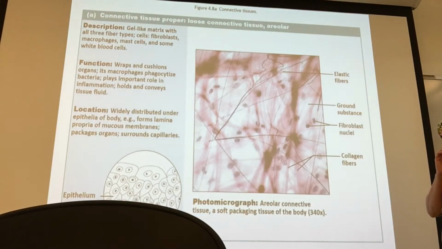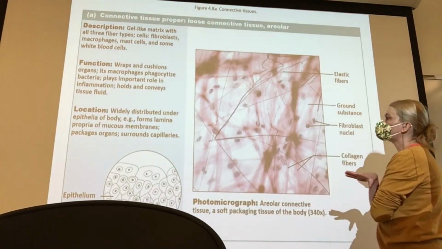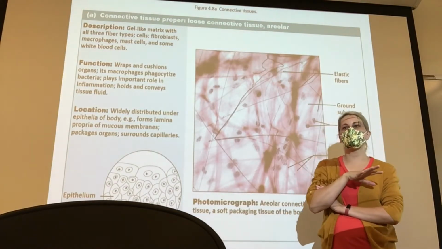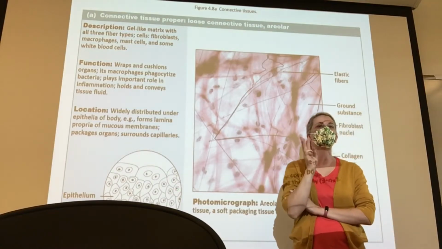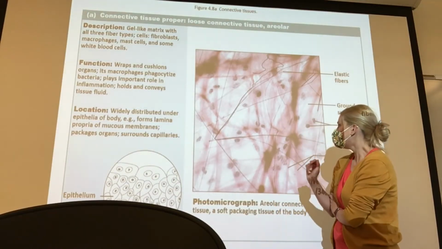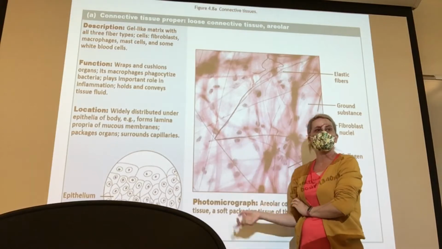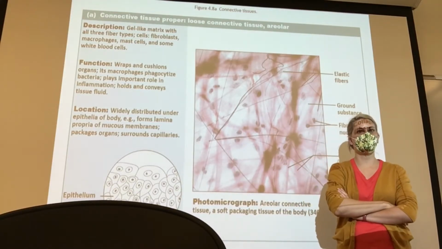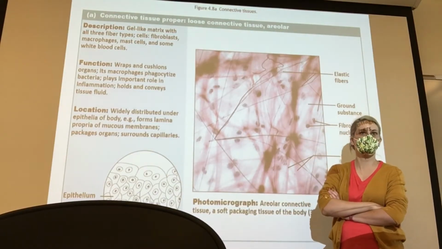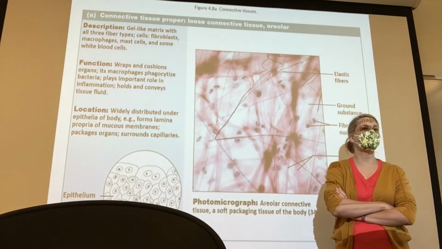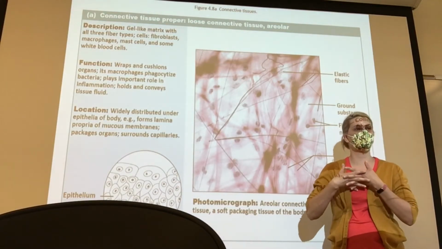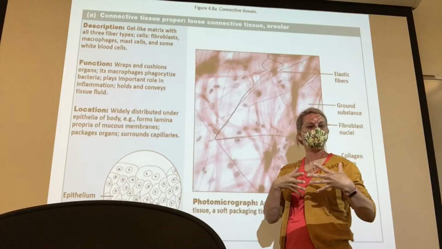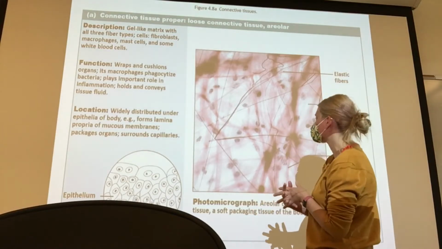So this is areolar tissue. There's some stuff you should always notice when you're looking at these. Look for three things in how they're organized. Fibers. Most connective tissue has fibers. They hold it together, which makes it connective, right? They connect this tissue to other tissues also.